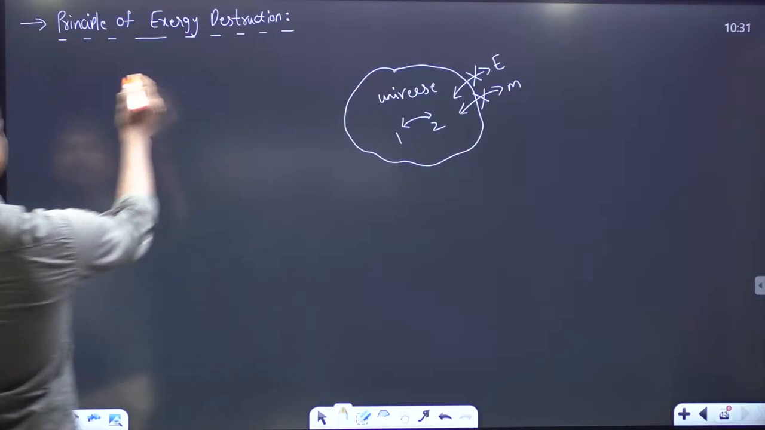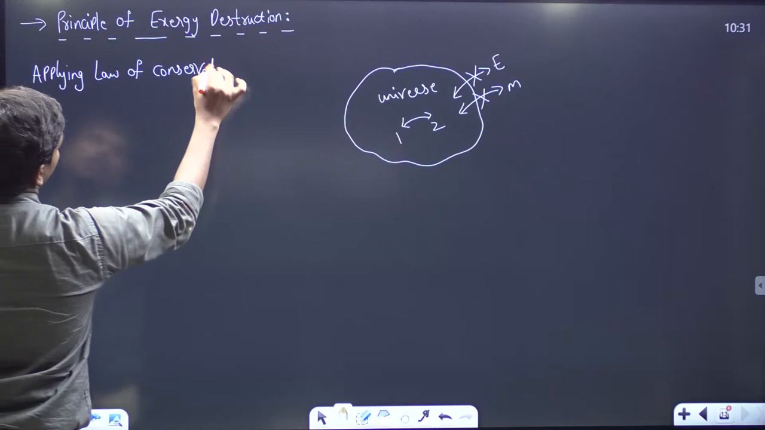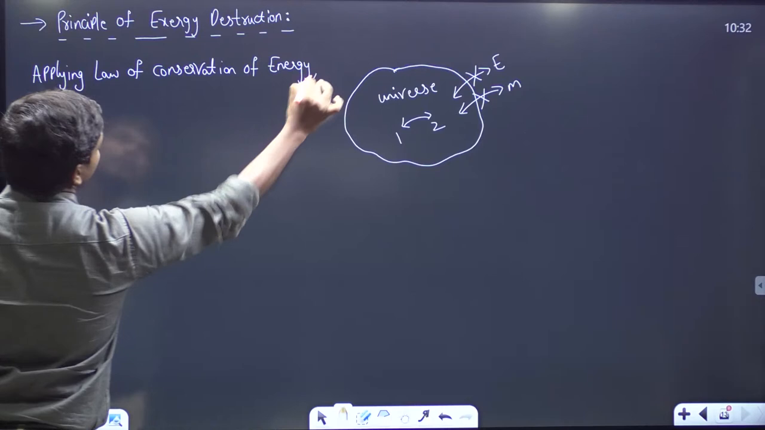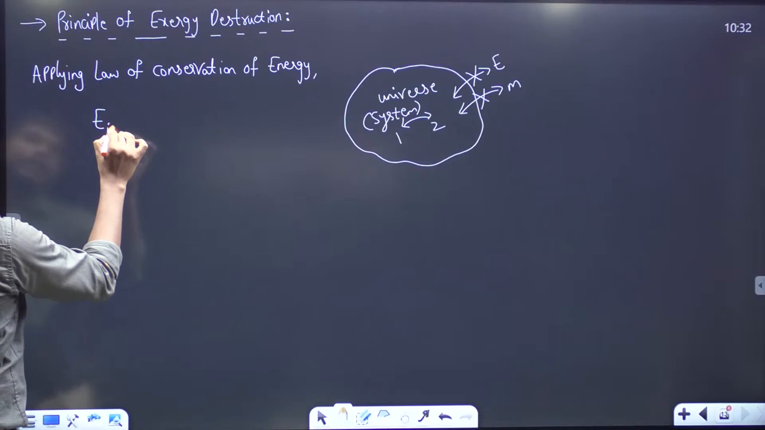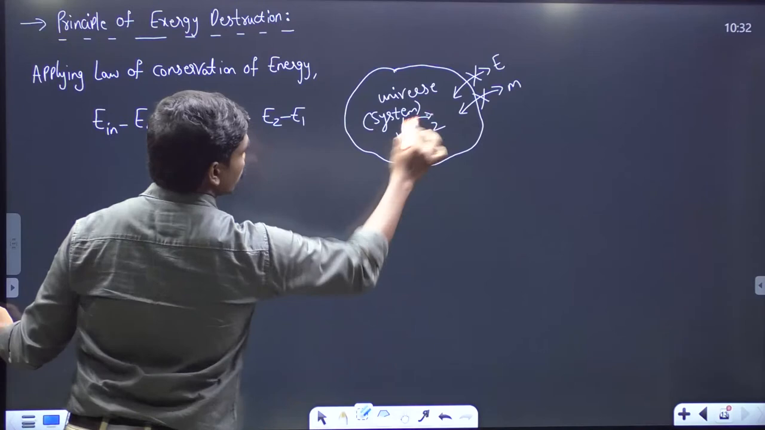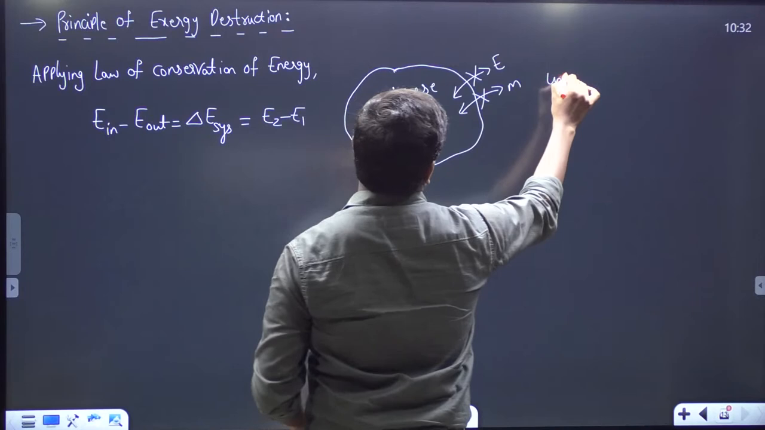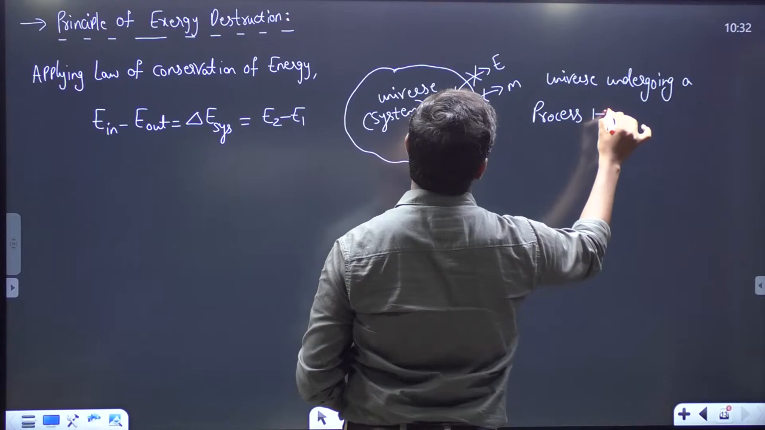So applying the law of conservation of energy, if you take this as a system, if you call this an isolated system, then see here, E inlet minus E outlet is equal to change in energy of the system, which in this case is E2 minus E1, if the process is from 1 to 2. For an isolated system, we can write: universe undergoing a process 1 to 2, meaning some process 1 to 2 is happening within this universe.